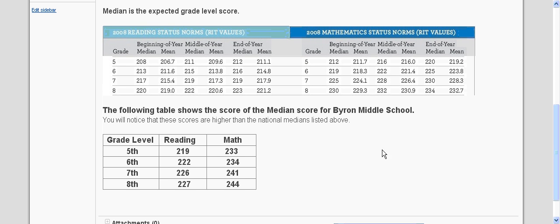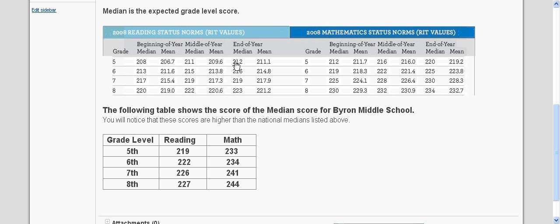Below, down here in this table, it's the same thing, but we broke it down and did a little cleaner look for you. This here is Byron, so this is actually the district average, and you will notice that these scores are higher than the national medians listed above. Byron tests much better than the nation. So in 5th grade reading, and this again is a median, it's a 219. So again, you can compare: is my son or daughter in the top half or the bottom half?